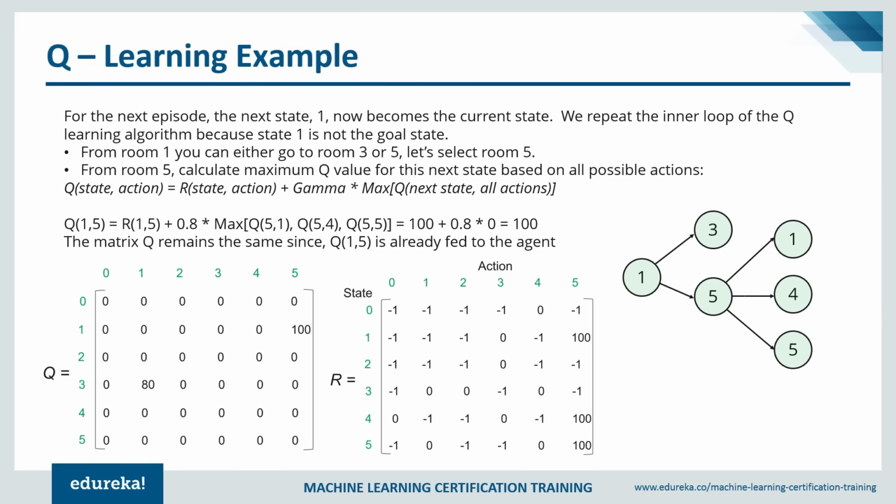Now for the next episode, the next state 1 becomes the current state. We repeat the inner loop of the Q learning algorithm because state 1 is not the goal state. From 1, you can either go to 3 or 5. So let's select room number 5 as that's our goal. From room number 5, again, we can go to all of these. So the Q matrix remains the same since Q(1,5) is already fed to the agent. And that is how you select the random starting points and fill up the Q matrix and see which path will lead us there with the maximum reward points.